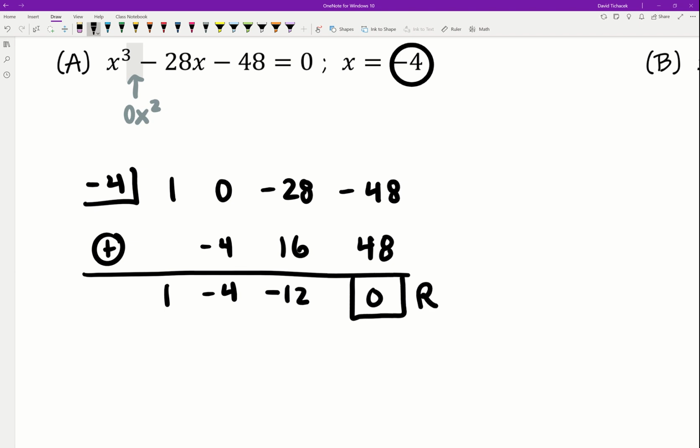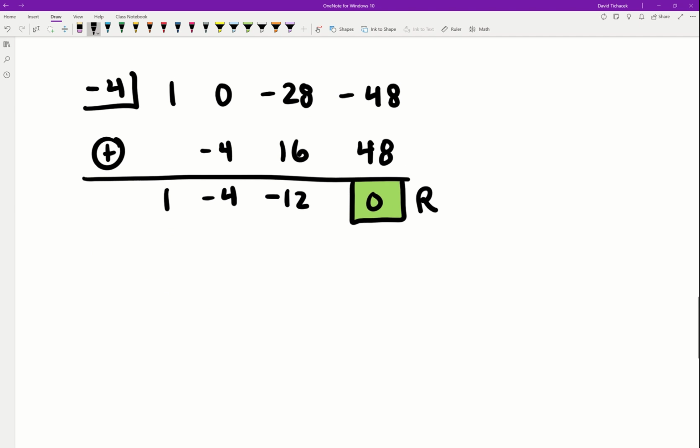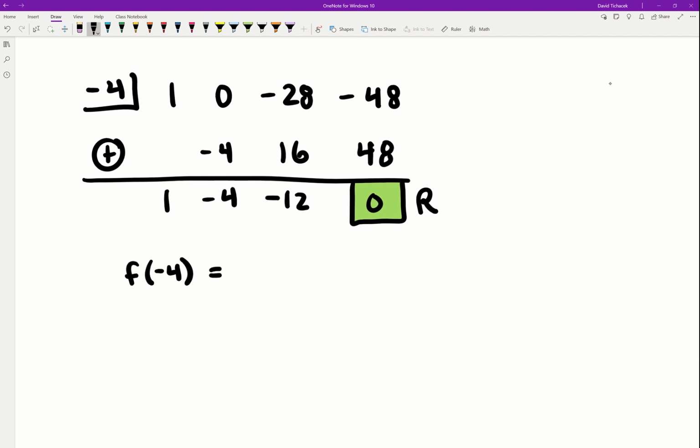Just by virtue of the fact that the remainder ended up being 0, remember what that means according to what we just talked about. The remainder theorem says that if this is our remainder, then if I take my polynomial and plug in -4 as the input, I get 0 as the output. So by definition, -4 is a 0 of this polynomial. I'm doing a lot of writing here just to explain what the thought process is.